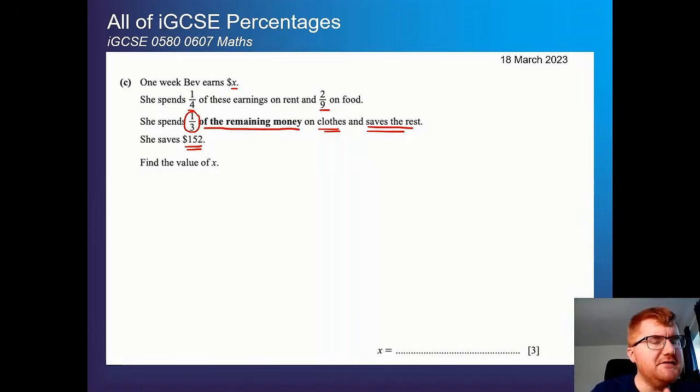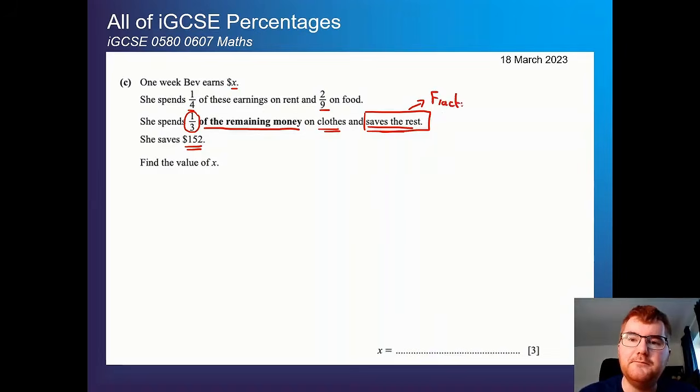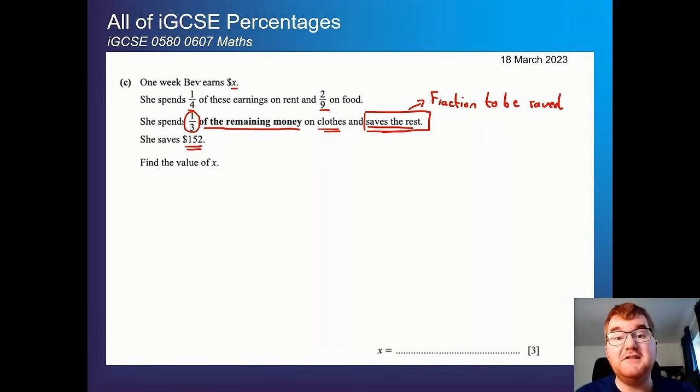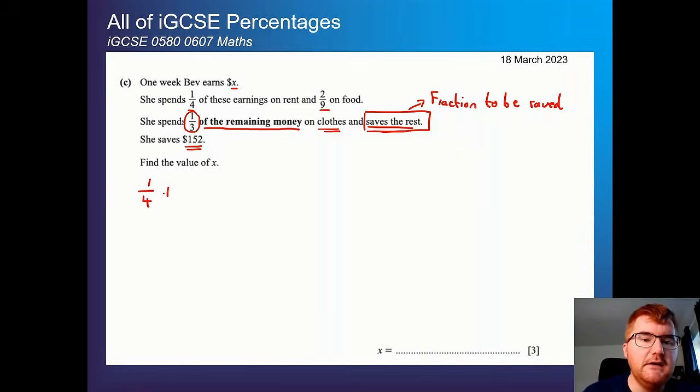So I'm going to ignore the X for the time being here, but I'm just going to be working out how much money she's taking off and what fraction is actually being saved here. So my focus here is to work out the fraction to be saved. And I'll talk through that at the moment. So say you've got a full amount of money here, and we're going to take off a quarter and 2/9. So the first thing I want to do here is work out a quarter plus 2/9.